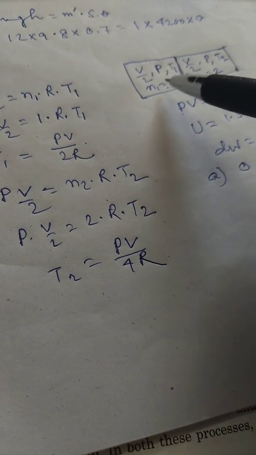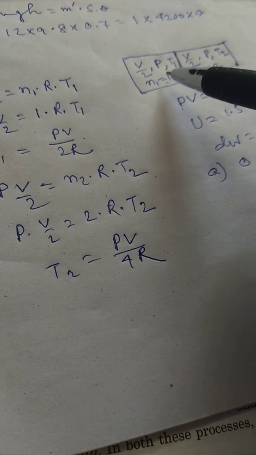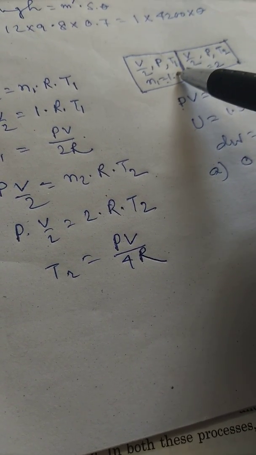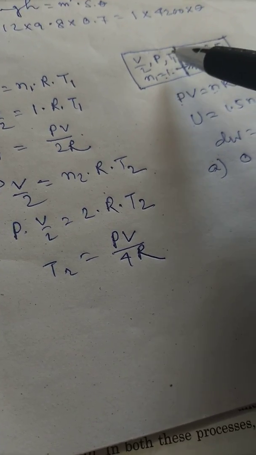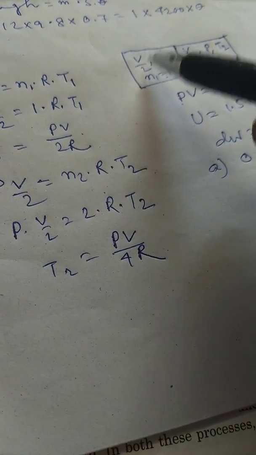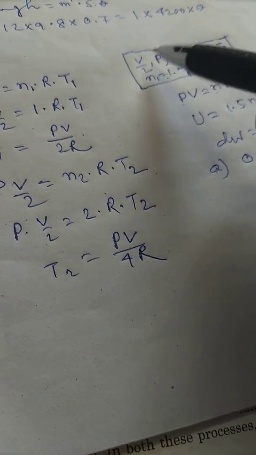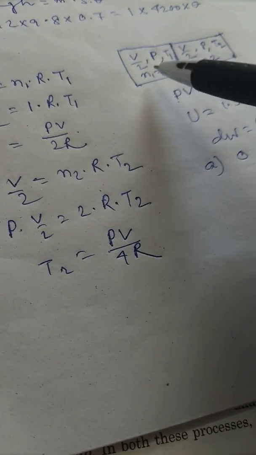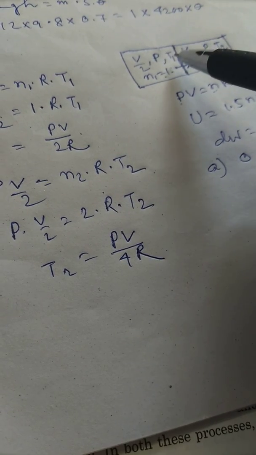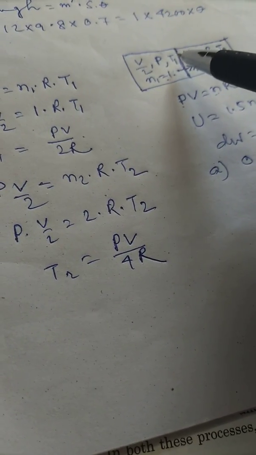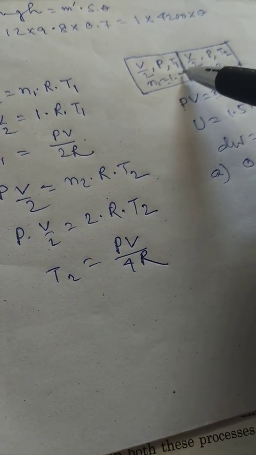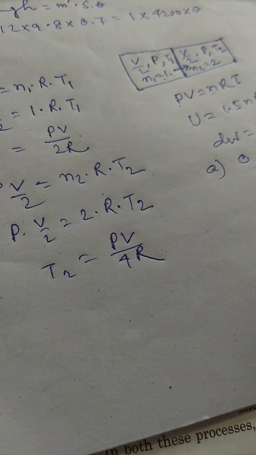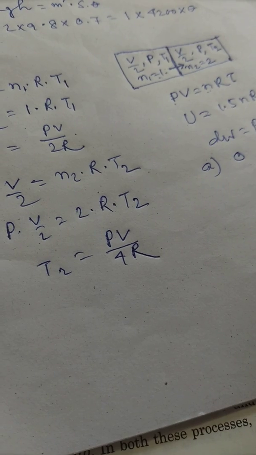Heat doesn't depend on the number of moles. Heat will flow depending on the temperature, not on the total heat. It doesn't depend on the total heat, it depends on the temperature. So as T1 is greater than T2, heat will flow from this side to this side. Okay, so these are the answers for B.